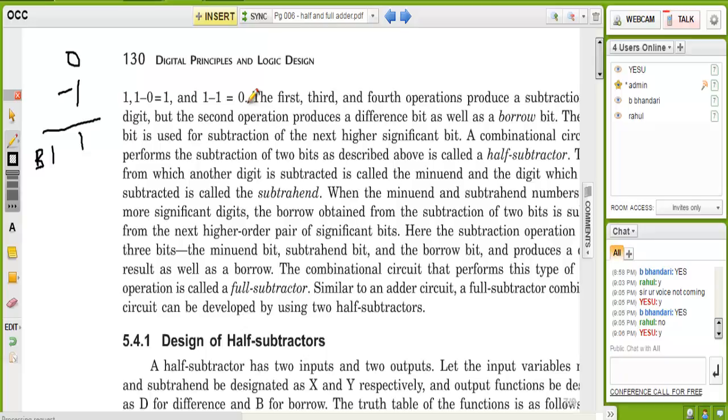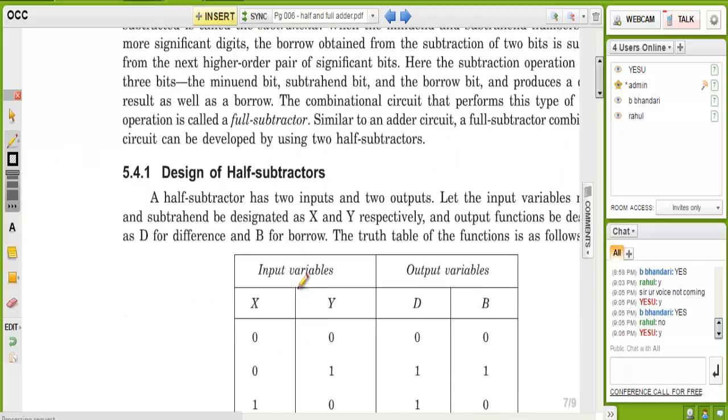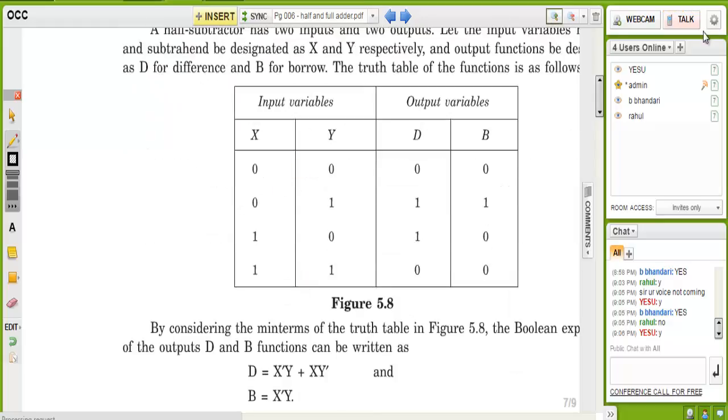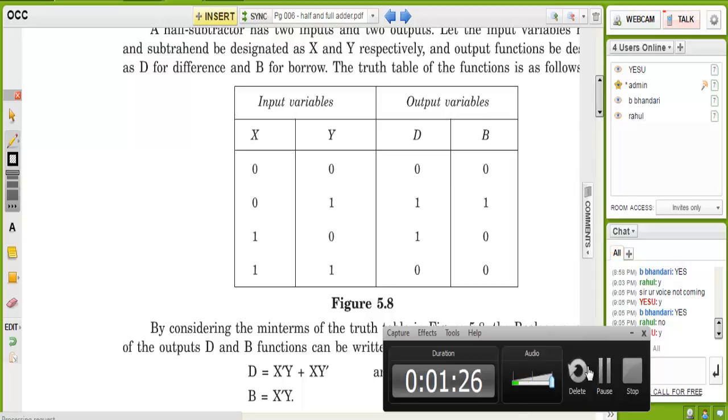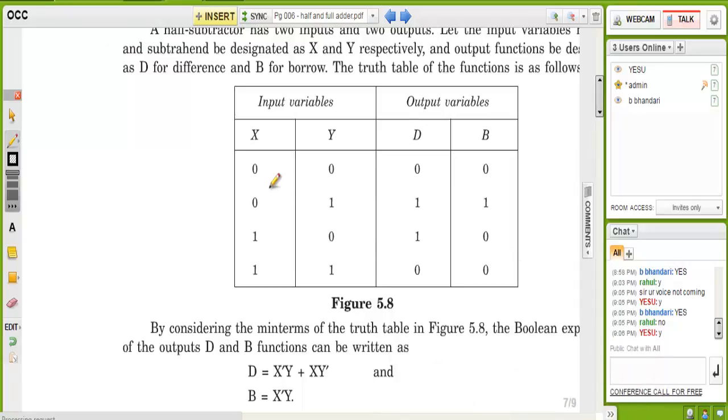As with the half adder and full adder, the same logic applies here in half subtractor and full subtractor. So first we go for the half subtractor. See the truth table. When we subtract 0 from 0, it will result 0 and borrow is 0. Now if you subtract 1 from 0, then the result is 1 and borrow is also 1.